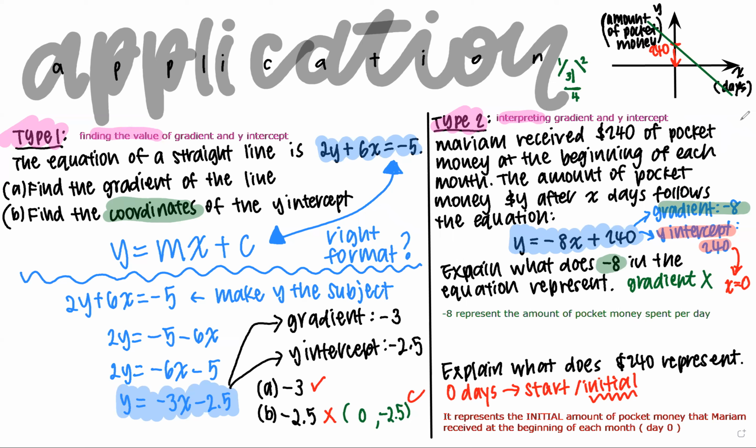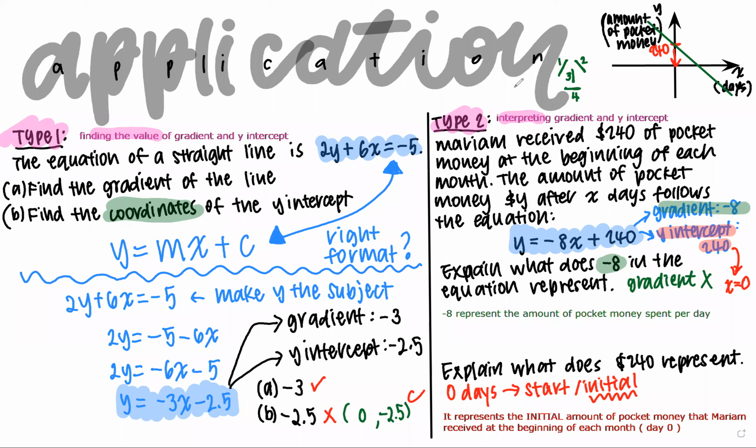Mariam receives $240 for pocket money at the beginning of each month. The amount of pocket money, y dollars after x days, follows the equation y equals negative 8x plus 240. Basically, you have to find out that it's spent. Can you take a photo of the whole question and send it to me? You know that Mariam received 240, right? So why, as the days go by, does her money get lesser and lesser? Because she spent the money. So the keyword is spend. It gets lesser and lesser because it's spent.